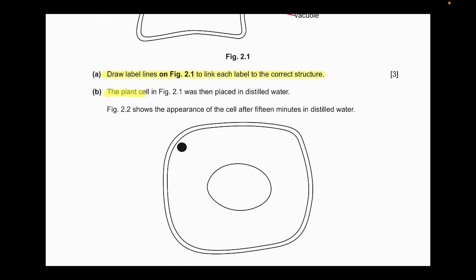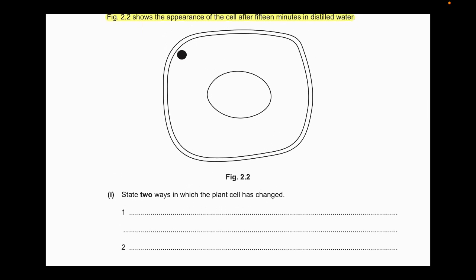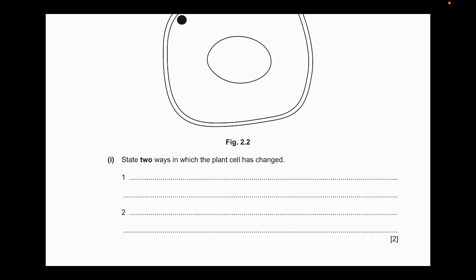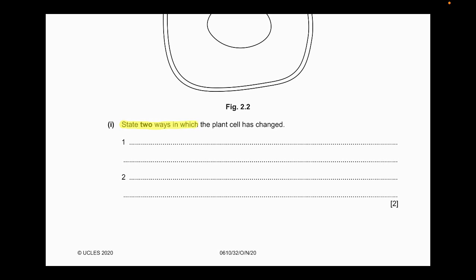The plant cell in figure 2.1 has been placed in distilled water. Figure 2.2 shows the appearance of cell after 15 minutes in distilled water. State two ways in which the plant cell has changed. We can see the plant cell has become larger, the vacuole became larger, the cytoplasm quantity has increased in volume, the cell membrane or the cell wall has been stretched. From these points, you will have to write only 2 points.